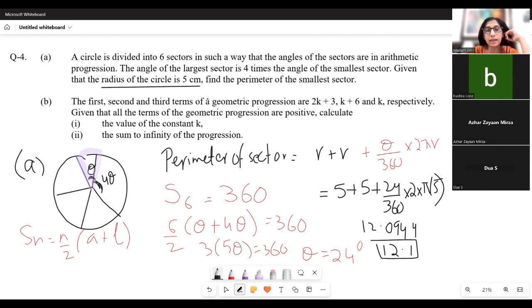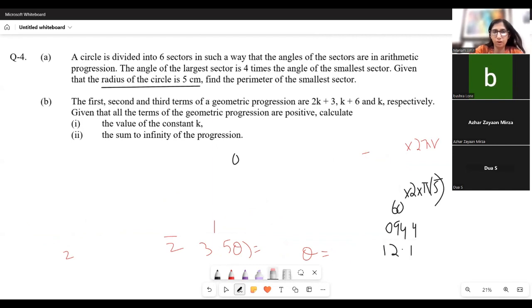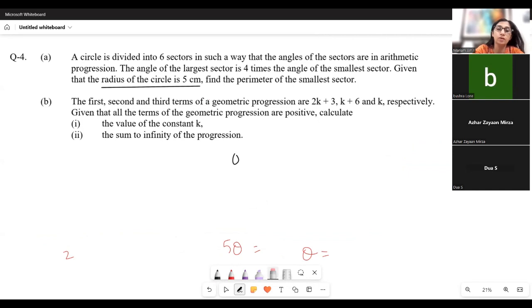The first, second, and third term of a geometric progression are 2k plus 3, k plus 6, and k, respectively. Given that all terms of the geometric progression are positive, calculate the value of constant k. All right. So these 3 terms are of a geometric progression, and we have to find the value of k. That means we need to connect them in an equation. How do we connect 3 consecutive terms of a geometric progression in an equation?